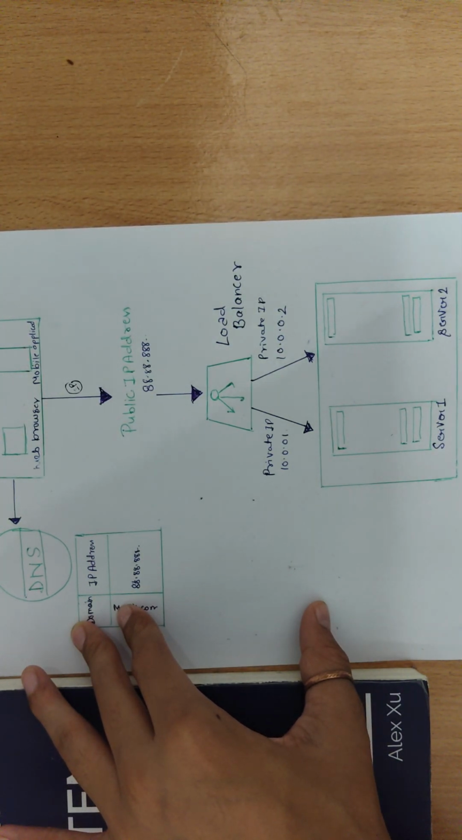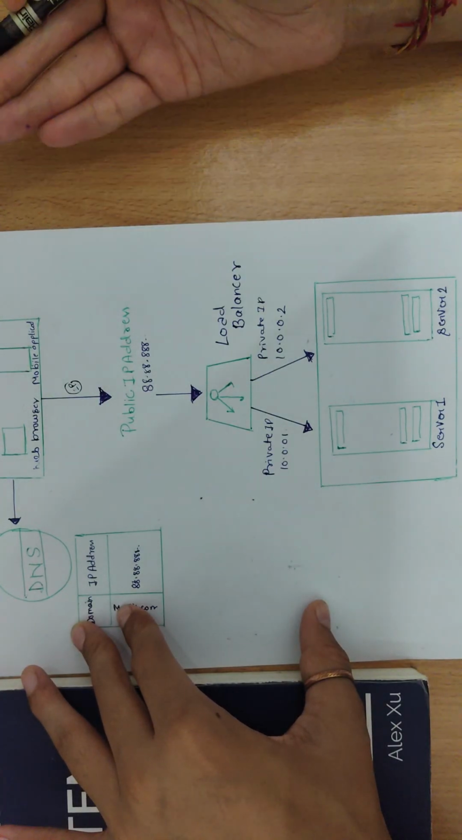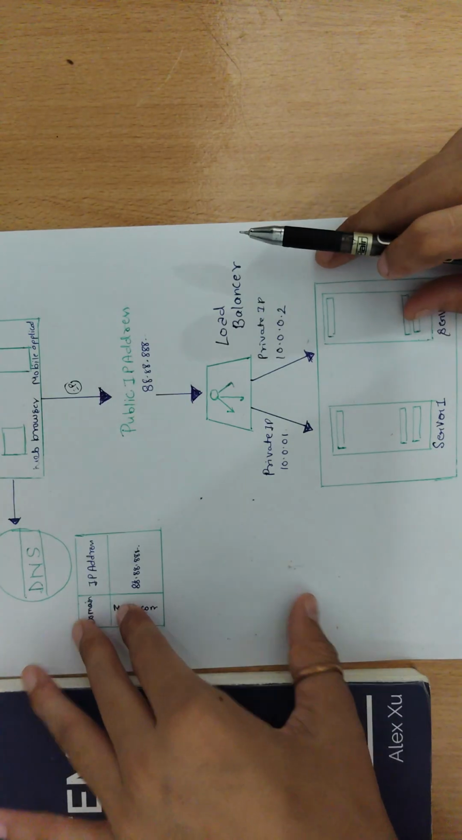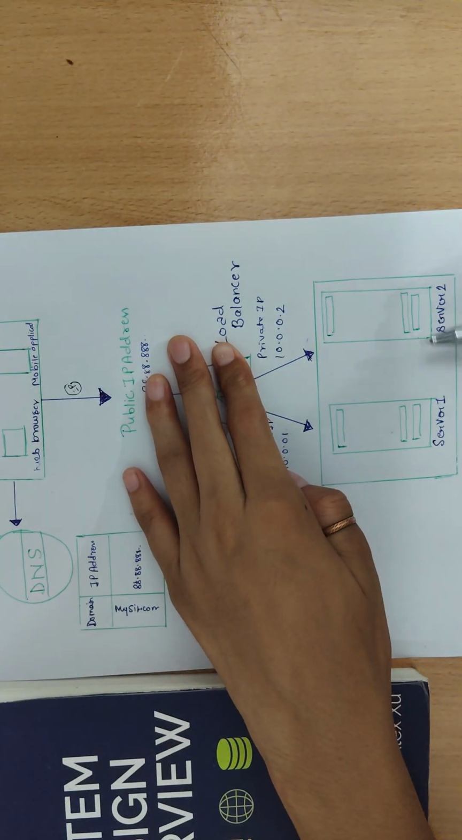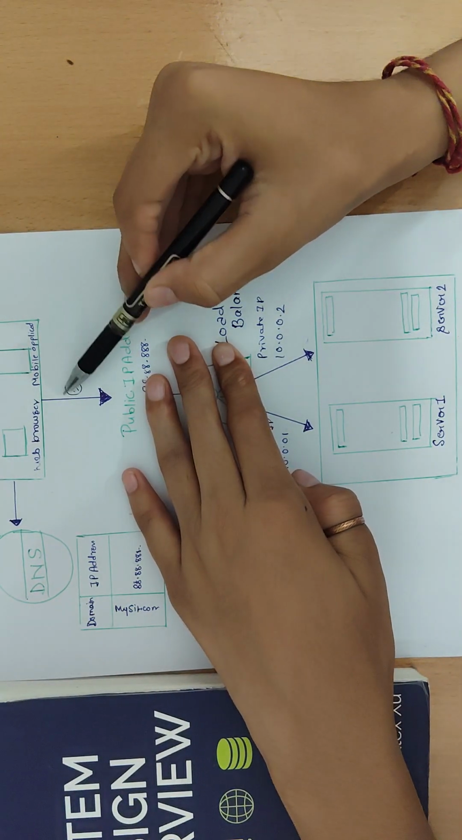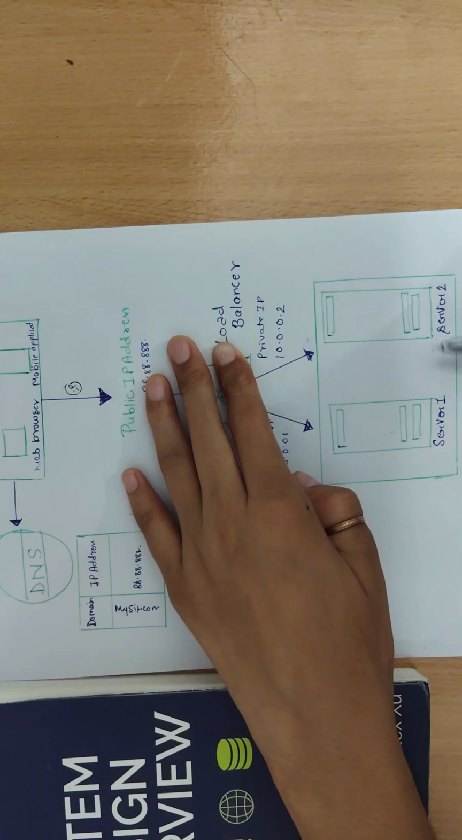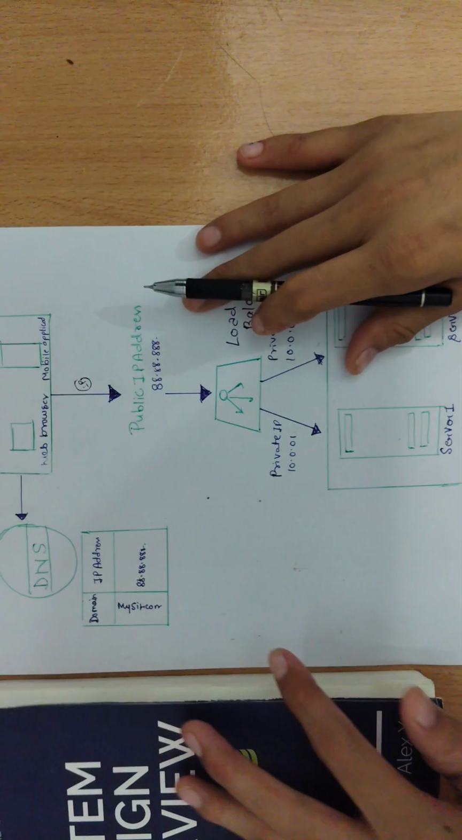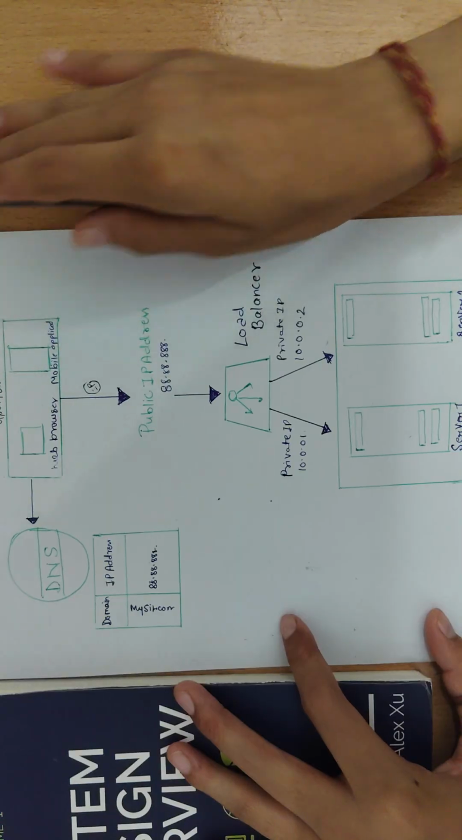Because in the initial setup, where we were using a single server, there was only one server, so the request must go to that server. But in this case, if we ignore this part, we have only two servers. Now to which server should the request pass on, to server 1 or to server 2? Who will decide? So we have something known as a load balancer.